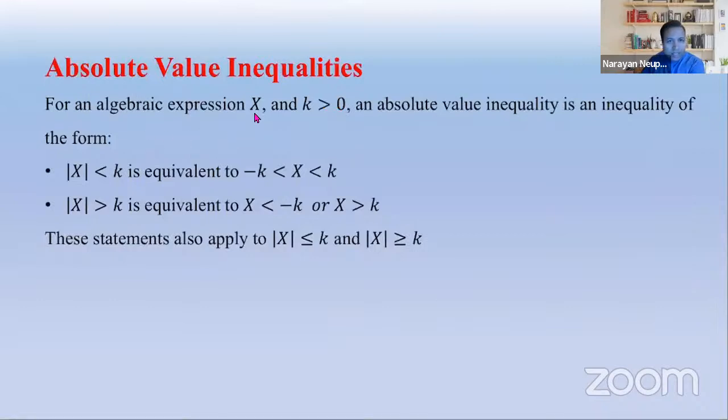For an algebraic expression X, when I write uppercase X here, I'm referring to an algebraic expression, and some number k greater than 0, an absolute value inequality is an inequality of the following form. Here I have two of them. The first one is when the absolute value of X is less than 3. Let's take a simple example to understand that.